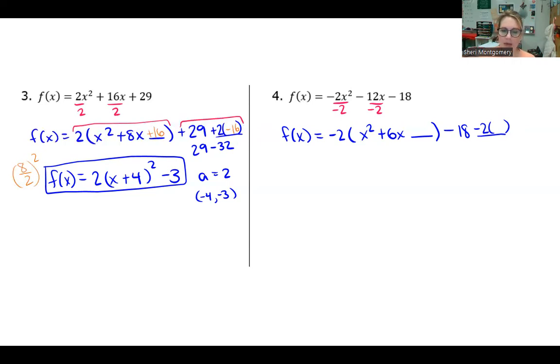Now I need to figure out my magic number. It's whatever I put in my blank. So I have 6 divided by 2 squared. What is 6 divided by 2? 3. 3 squared is 9. So I'm going to add 9 and subtract 9.